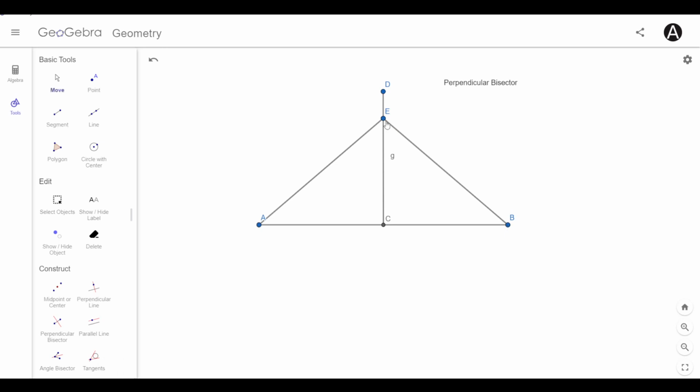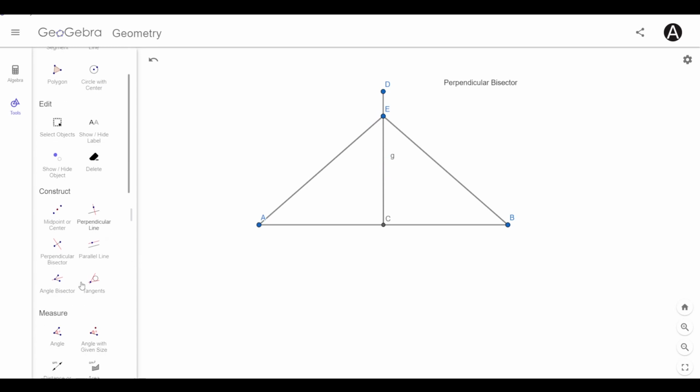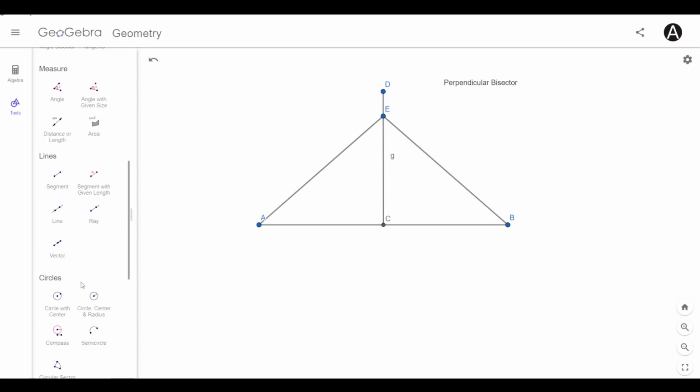You with me on that? I wonder, let me see if I move this. Yeah, it does. Look, check this out. See, watch. Anywhere on this perpendicular bisector, AE and BE are going to equal each other. Do you see that? And this does another thing as well.